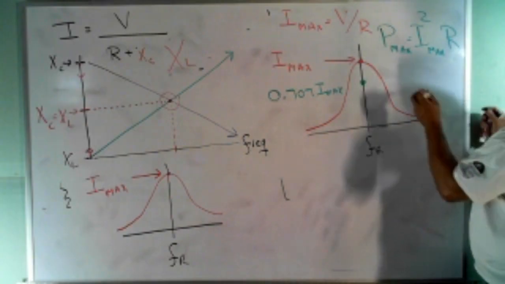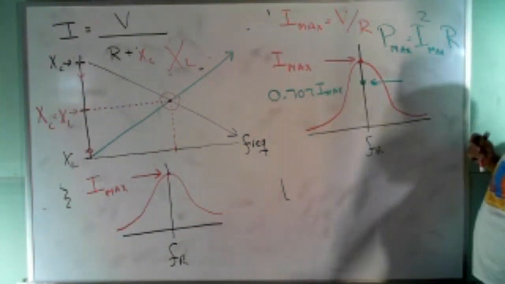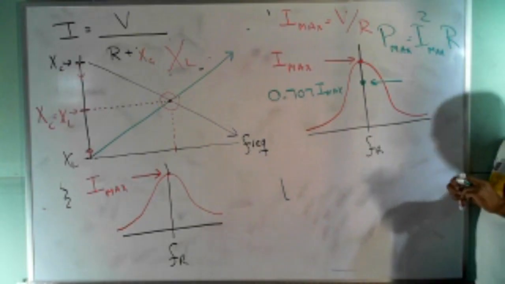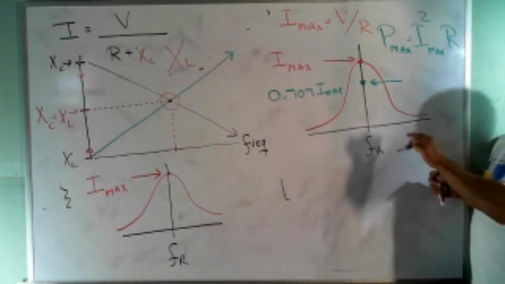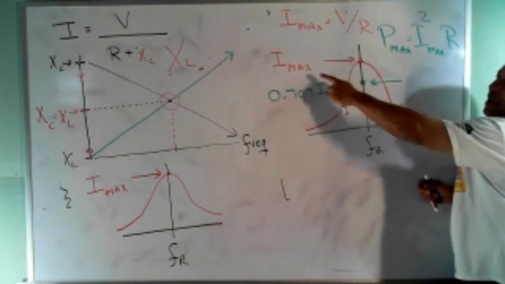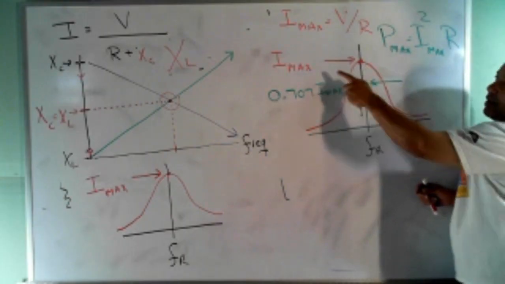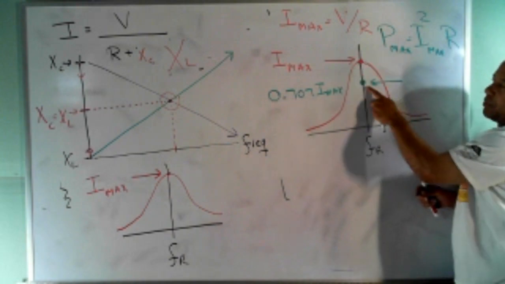What is the current at that point? How much is it? What's the current at this point? Isn't it I max? The current at this point is I max. So what is the current at that point? 0.707 I max. Yes, that's the current right here.